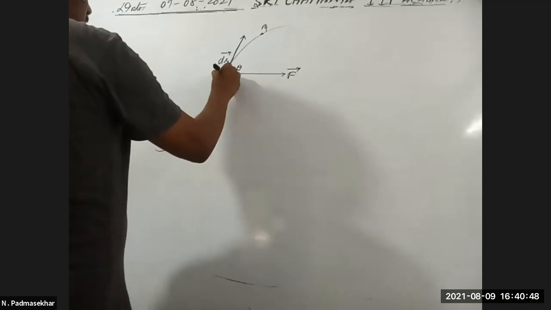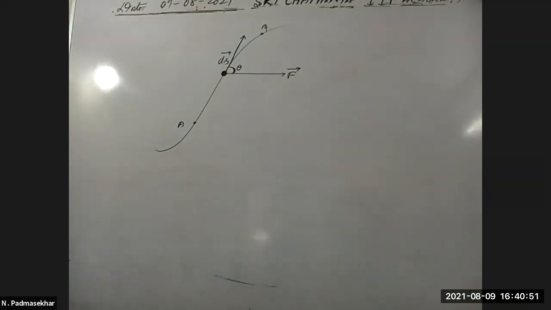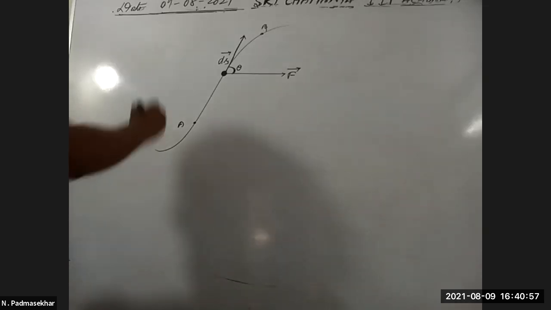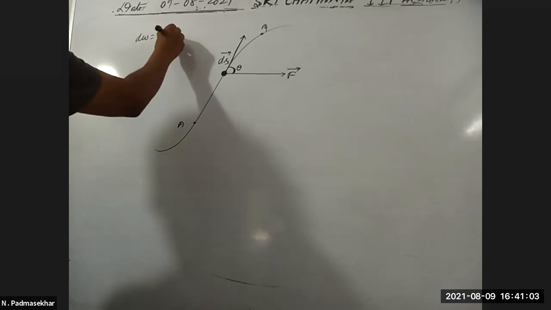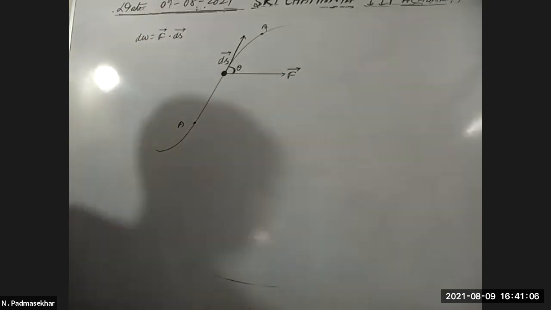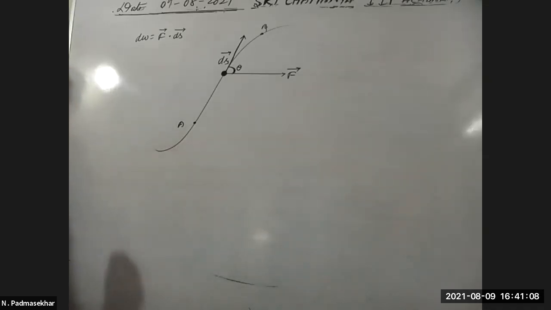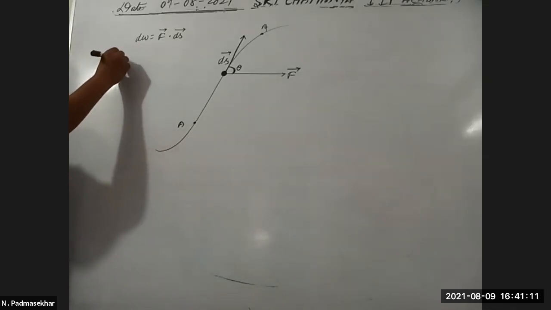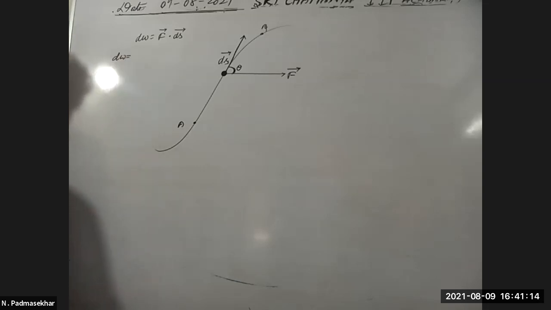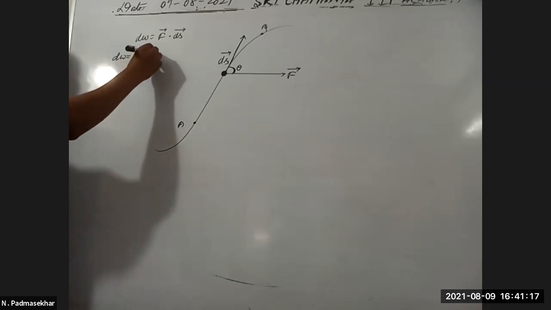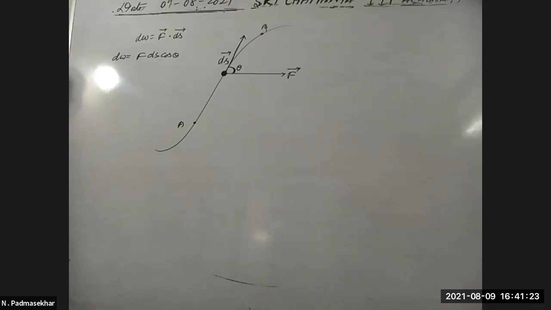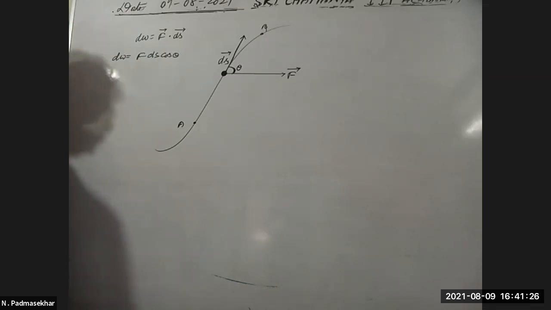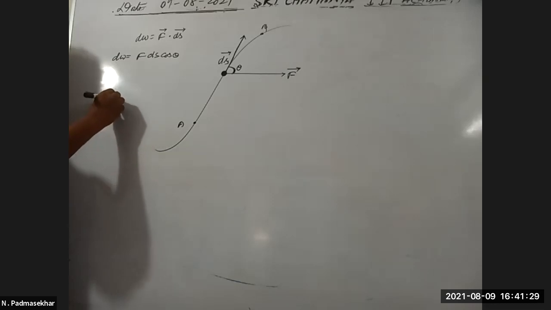For this small displacement, there is a small work done. For an infinitesimal displacement ds bar, the work done is dw equal to f bar dot ds bar. So dw is equal to f ds cos theta.